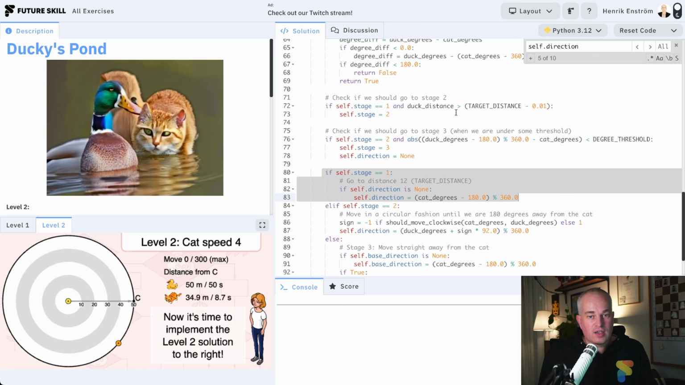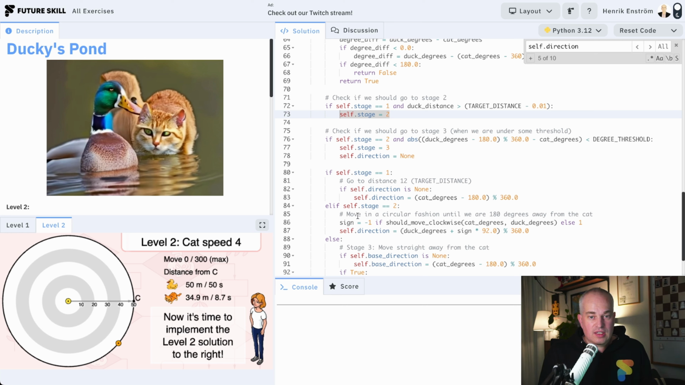So we are in stage 1. We haven't found ourselves at distance 11 from the midpoint yet. Then what we do is, if we haven't set the direction yet, we just set the direction to whatever the cat's degrees is, minus 180 and modulo 360, like we did in level 1. We just start going in the very opposite direction, because why not? It's a good initial try, so to say. So then we're going to go to 11 meters from the midpoint in stage 1. At some point we reach 11 meters here, then we go to stage 2.